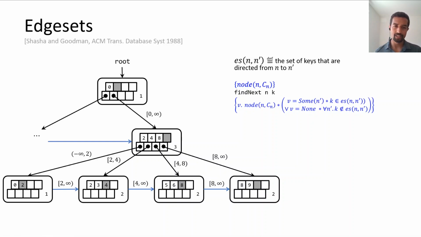And the edge set of an edge is the set of keys for which an operation would traverse that edge. So in the B-link case, the algorithm would send all operations looking for keys between 4 and 8 down this edge. So the edge set of this edge is the range 4, 8. And so with this notion, we can specify findNext as an operation that on a node n, given a key k, returns some n prime if there is an edge n prime with k in the edge set, and none otherwise.